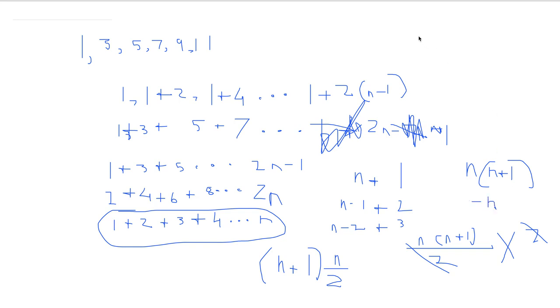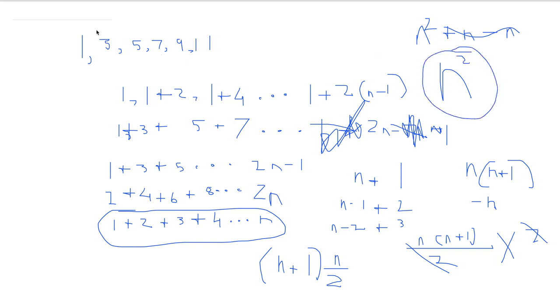So now I'm going to simplify this. n into n plus 1 is n squared plus n. n into n is n squared, and n into 1 is n. So n squared plus n minus n. We cancel this out. And what do we get? We get n squared. n is the number of terms and we square it.